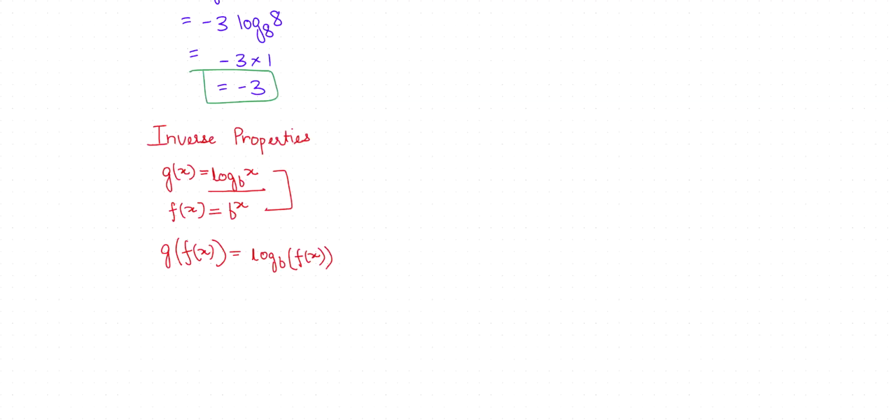So this is g. G is log b of x. But here x is given as f of x. So let's put the value of f of x. So now we put the value of f of x, b to the x, and we simplify and we get x. So exponential functions and logarithmic functions, they undo each other. Basically, they both are inverse of each other, and when we find the function of function, it is equal to x. So if we write in this form, it will give us x.